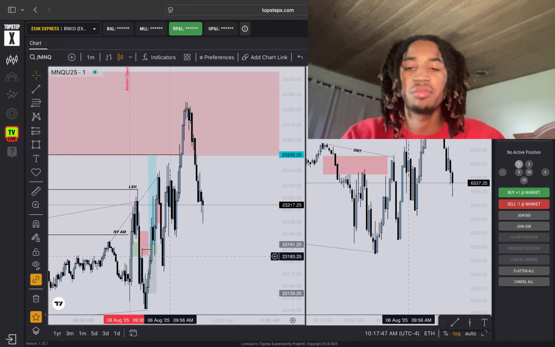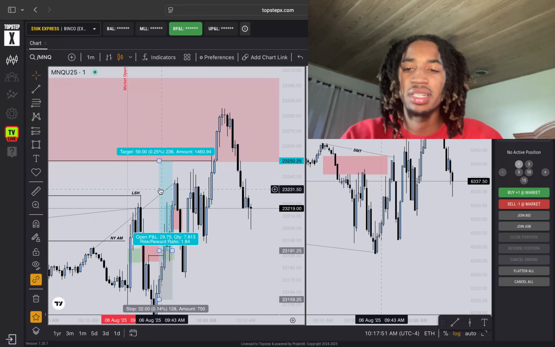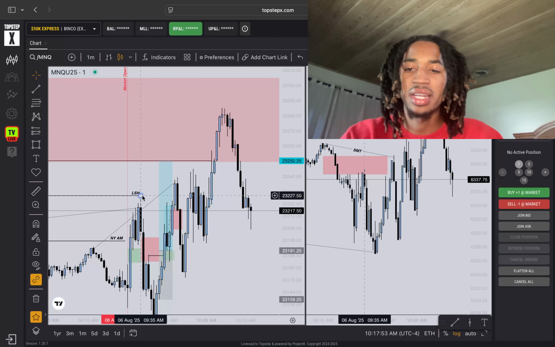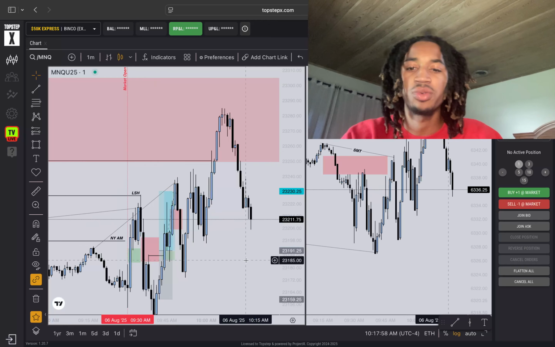I had my stops at break even pretty early, going in with about a mini. I went in with the mini, stops at break even, and then targeting just London session highs right here for a clean 1-to-1.